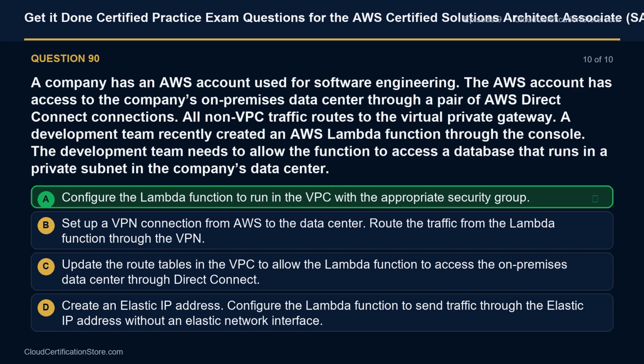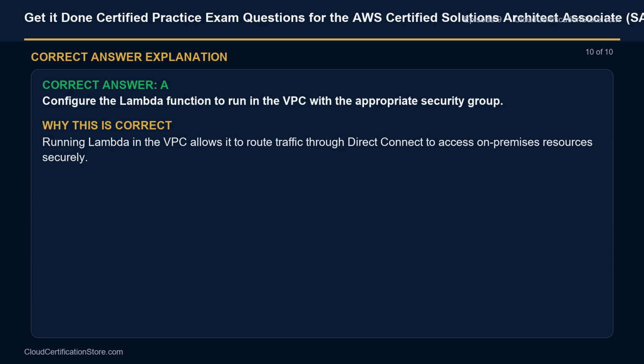The correct answer is A. Configure the Lambda function to run in the VPC with the appropriate security group. Explanation: Running Lambda in the VPC allows it to route traffic through Direct Connect to access on-premises resources securely.